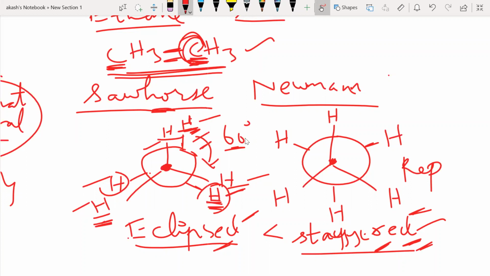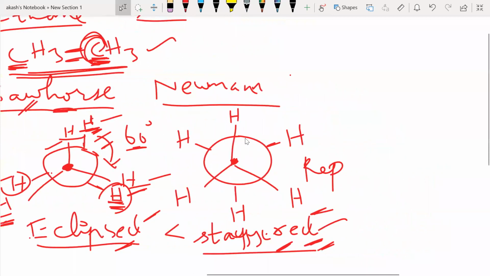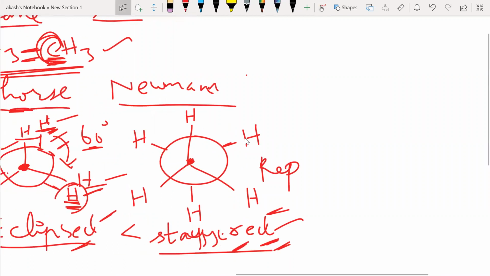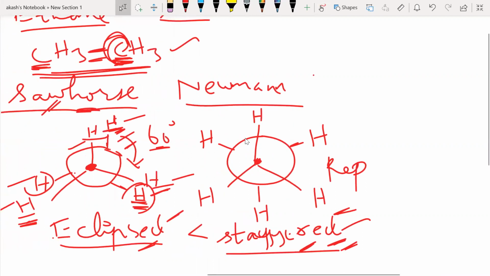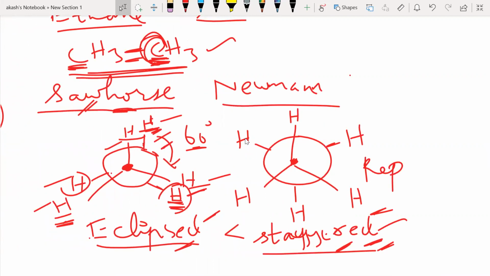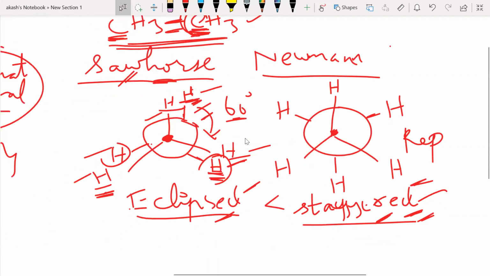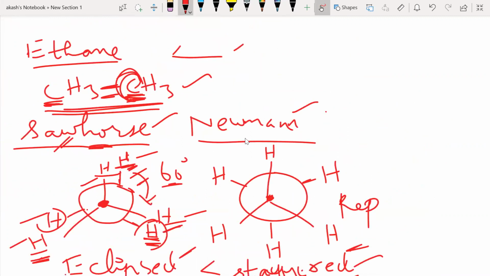So I think this is the Sawhorse projection. Newman's projection, how do I do it? I think I forgot. Both of these are projections. In the case of Newman as well as Sawhorse, you again get the same thing, eclipsed and staggered, but how you represent it is just going to be different.